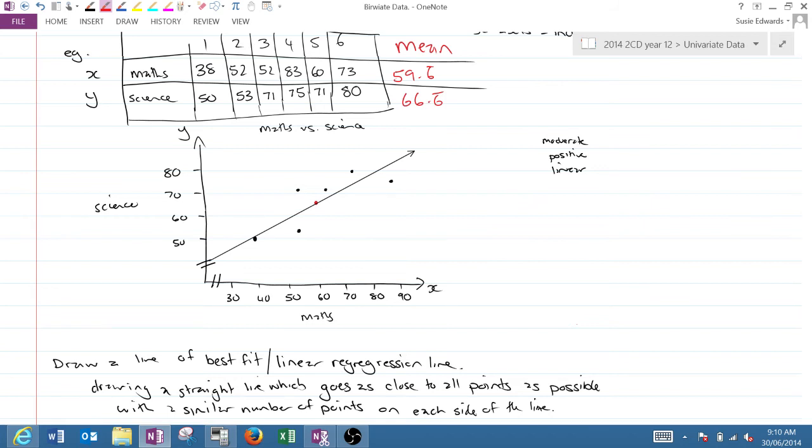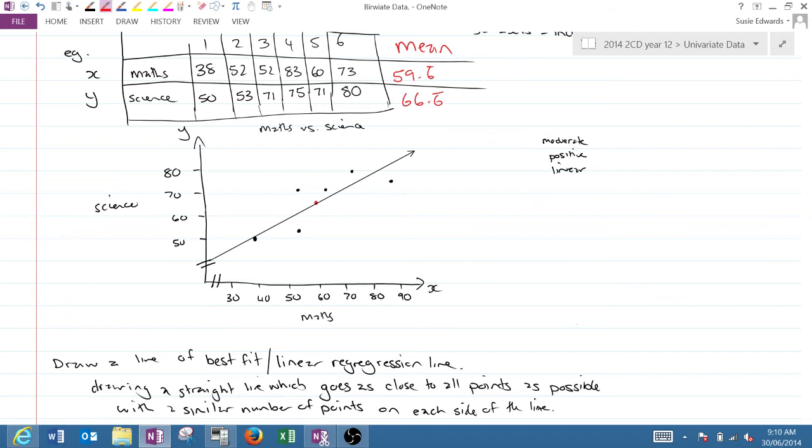You want to make sure your line goes all the way through the whole graph and it has similar numbers of points on either side. So I think that's pretty close. If I could, I would almost make it a little bit lower. Julian? Yes. So just the one on the end.